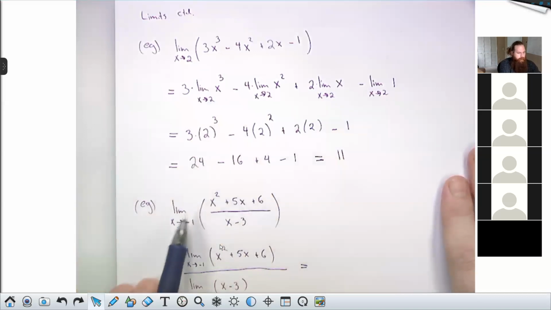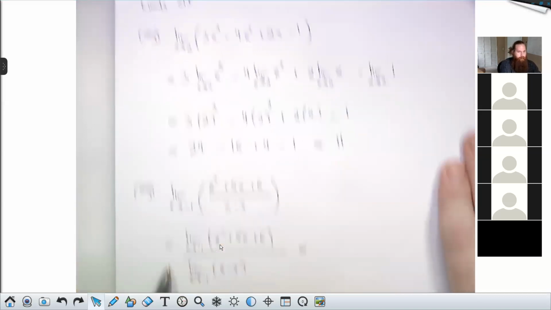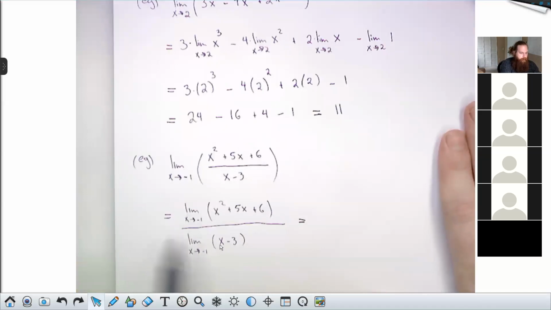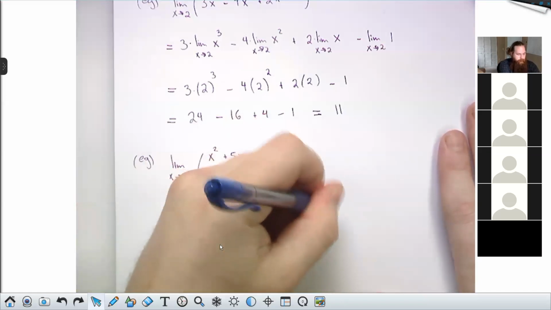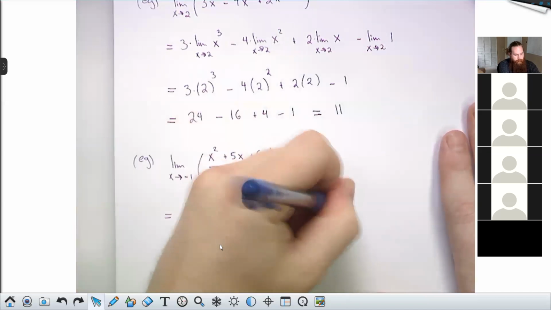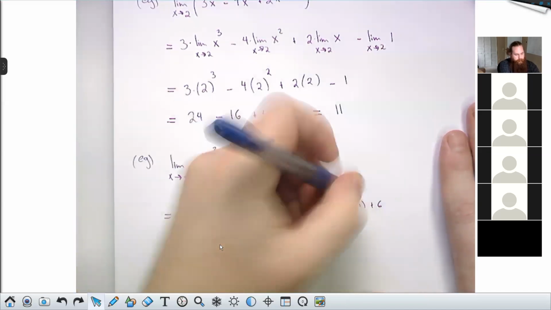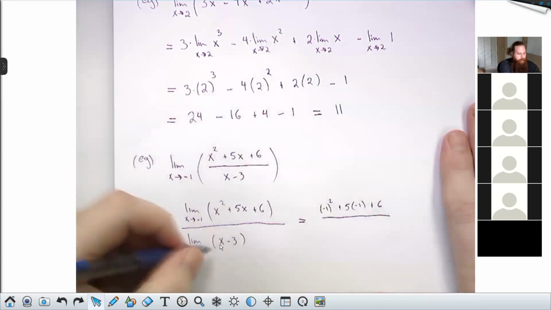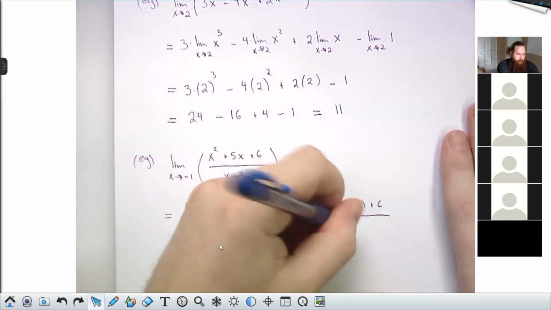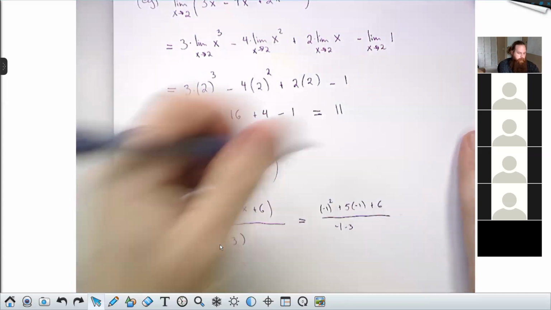The only thing we should check is that in this step where we split up the top over the bottom, this piece isn't going to 0. Oh, well, as x gets close to -1, x minus 3 gets close to -4. So that's fine, that's not 0. So upstairs here we'll just have -1 squared plus 5 times -1 plus 6 divided by -1 minus 3, which is the -4 we mentioned a minute ago.